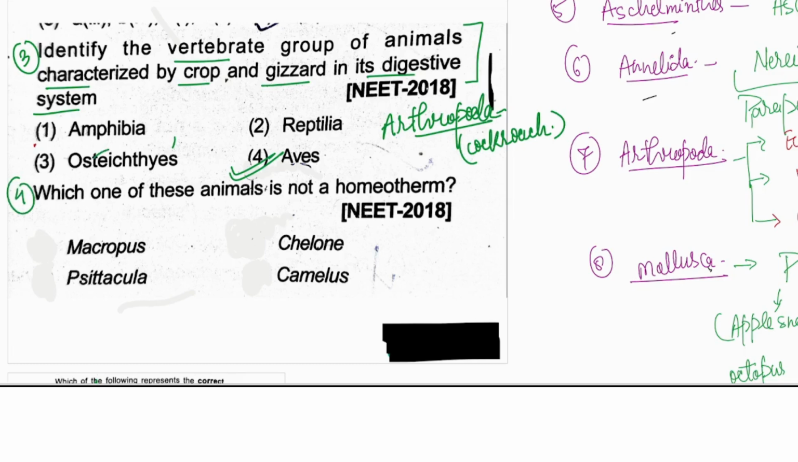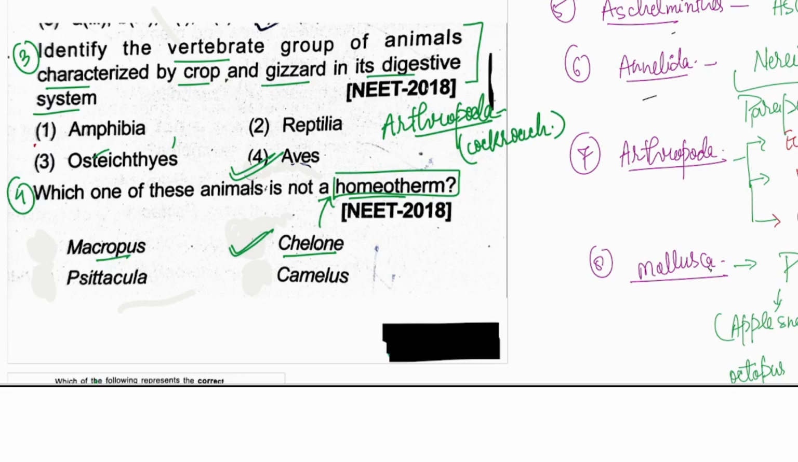Okay, then question number 4 is here: which one of the following animals is not homeotherm? Homeotherm means those that can maintain the temperature of the body. On that basis, Chelone are related to homeothermity, but they do not have the ability to survive in high and low temperatures.